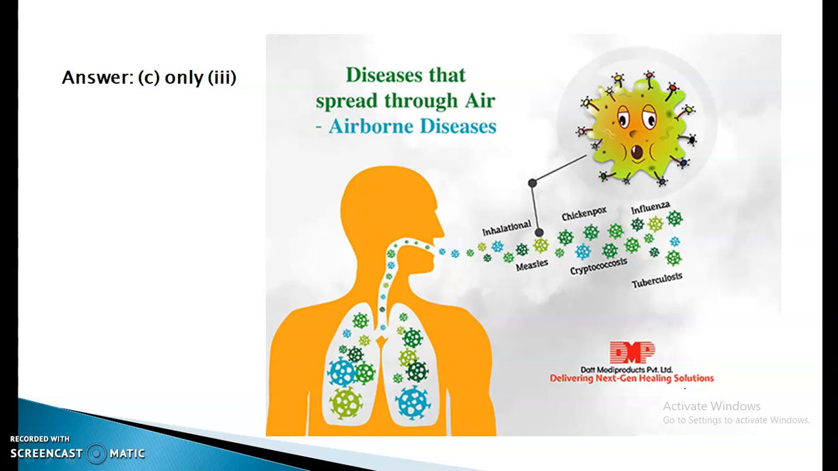So the correct answer for this question is option C, that is airborne diseases. In this diagram I have put, certain airborne diseases are mentioned, like inhalation problems, measles, chickenpox, tuberculosis and all those. These are the names of diseases that spread through the air, called airborne diseases.